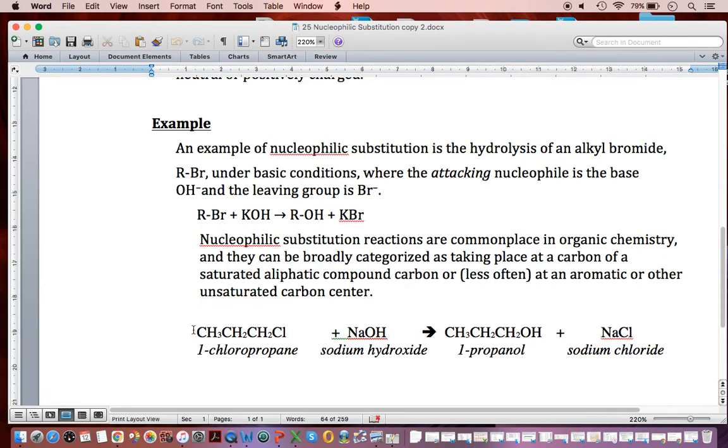So here we start with 1-chloropropane, chlorine on the end. So we know that Cl is going to get together with the Na, and we know the OH is going to attach to that carbon. That's how we end up with 1-propanol.